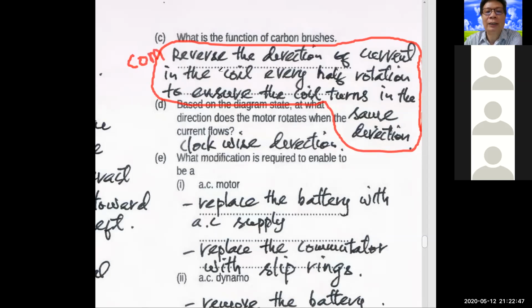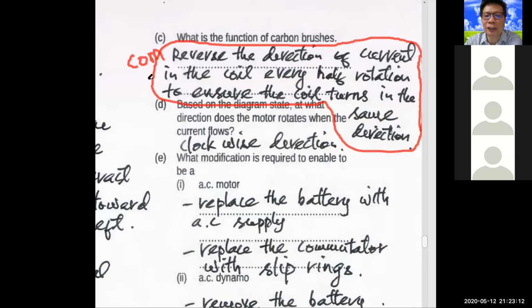Okay, you listen. You jot down this also. This is an answer for commutator. Okay, commutator function: to reverse the direction of current in the coil every half rotation to ensure the coil turns in the same direction. This is an answer for commutator. You jot down also. Okay.